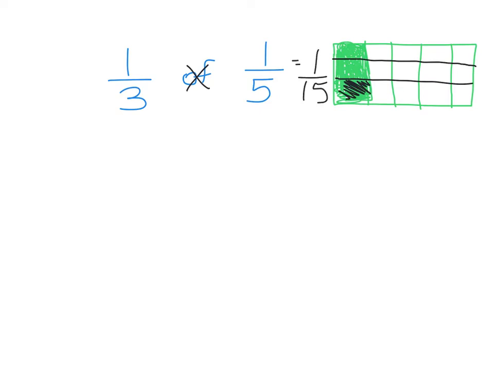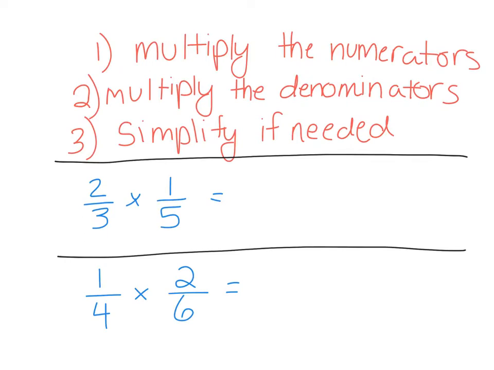If I multiply the numerators, 1 times 1, that gives you 1. If I multiply the denominators, 3 times 5, that gives you 15. 1/3 times 1/5 is 1/15. 1/3 of 1/5 is 1/15. And on the next slide, it's going to repeat these steps. The steps to multiplying fractions is to first multiply the numerators, then multiply the denominators, and then simplify if needed.